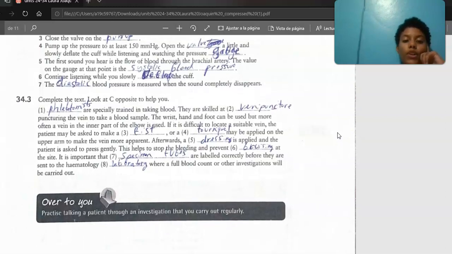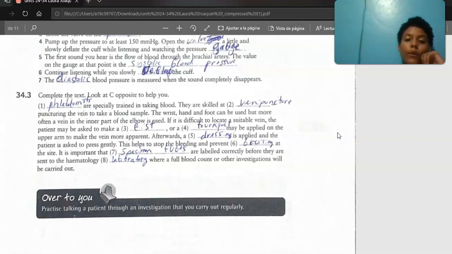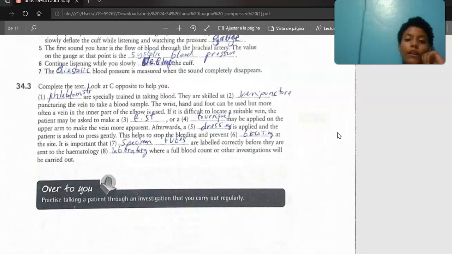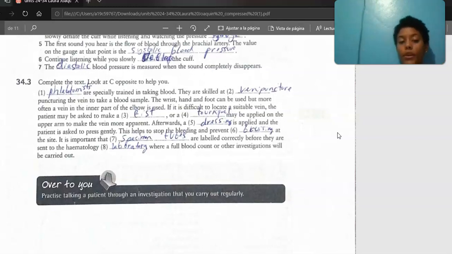Pump up the pressure to at least 150 millimeters of mercury. Open the valve a little and slowly deflate the cuff while listening and watching the pressure gauge. The first sound that you hear is the flow of blood through the brachial artery. The value on the gauge at that point is the systolic blood pressure. Continue listening while you slowly deflate the cuff. The diastolic blood pressure is measured when the sound completely disappears.